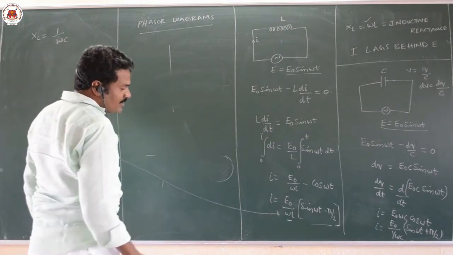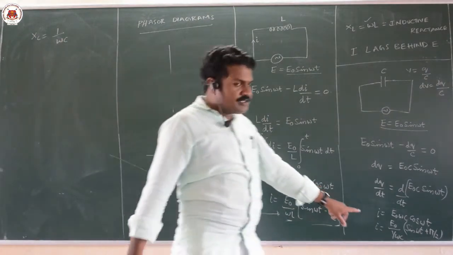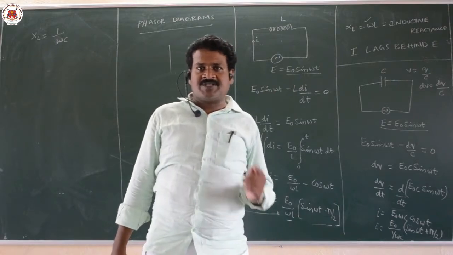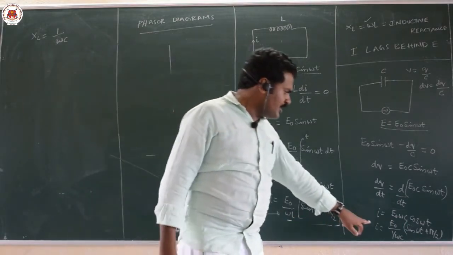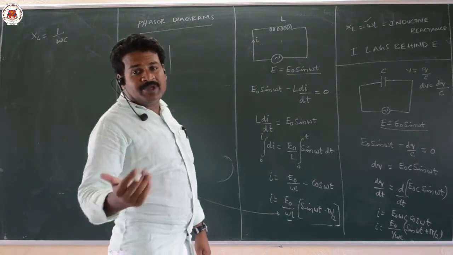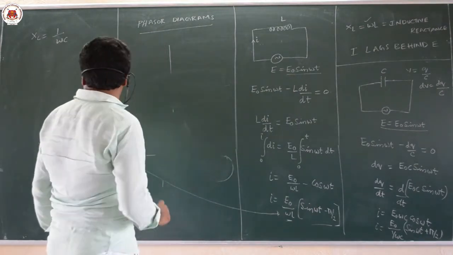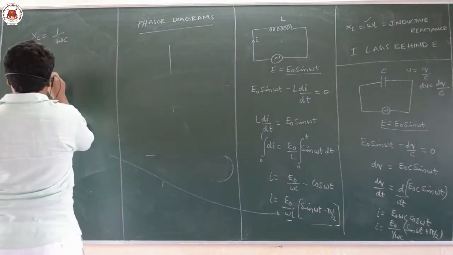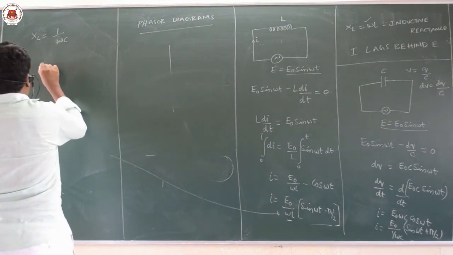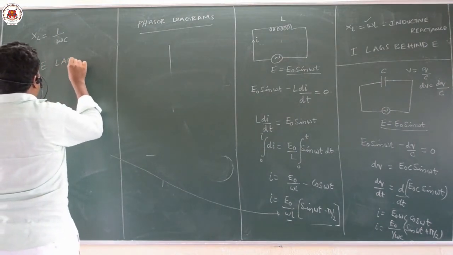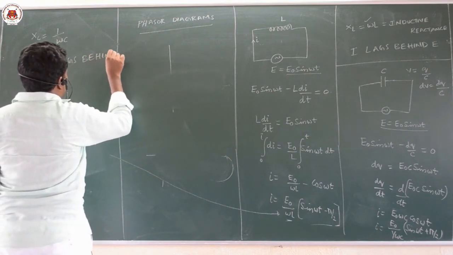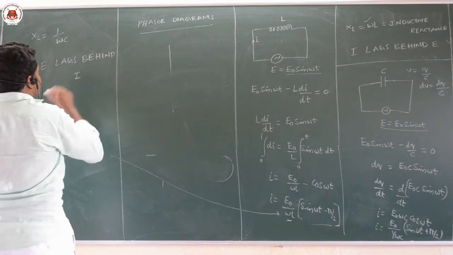And you can observe here, a capacitor allows alternating current but blocks direct current. The current leads the EMF. Current leads EMF, not lags behind. I leads, or EMF lags behind I, in case of a capacitor.